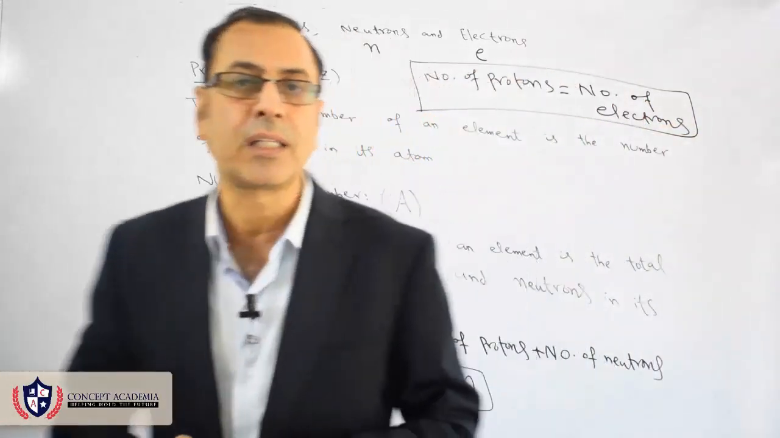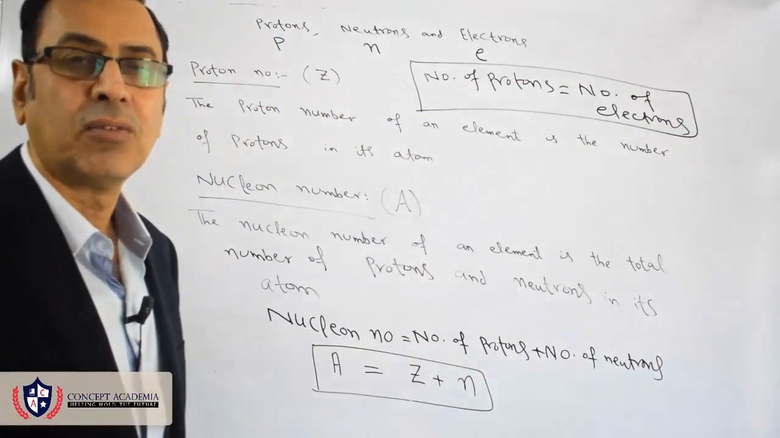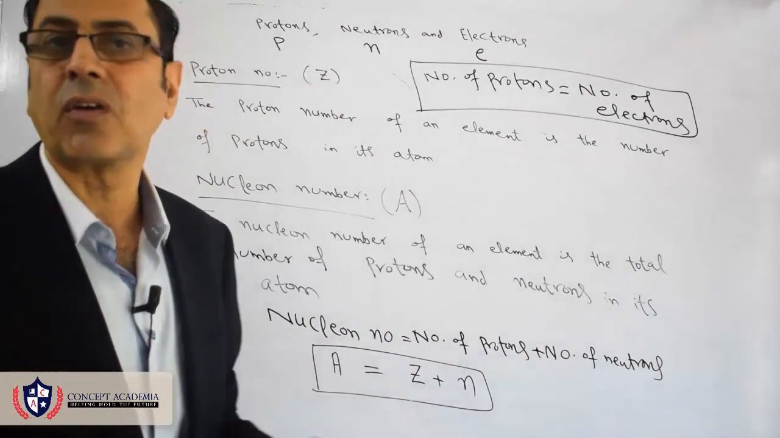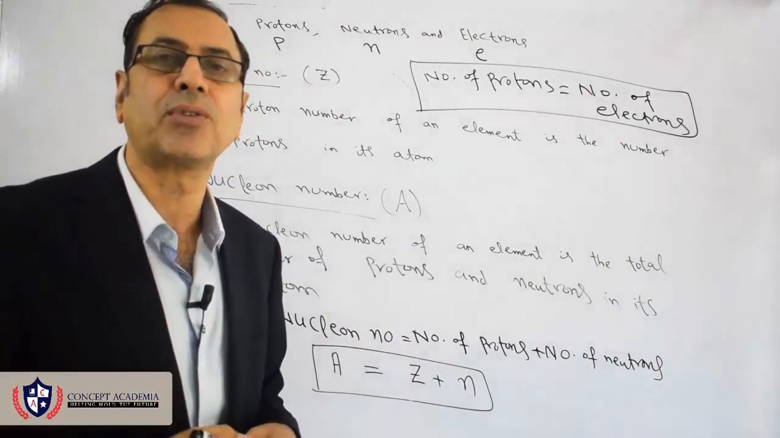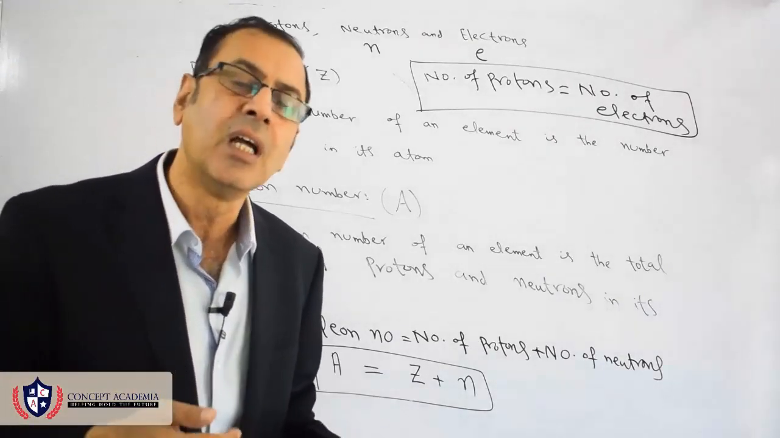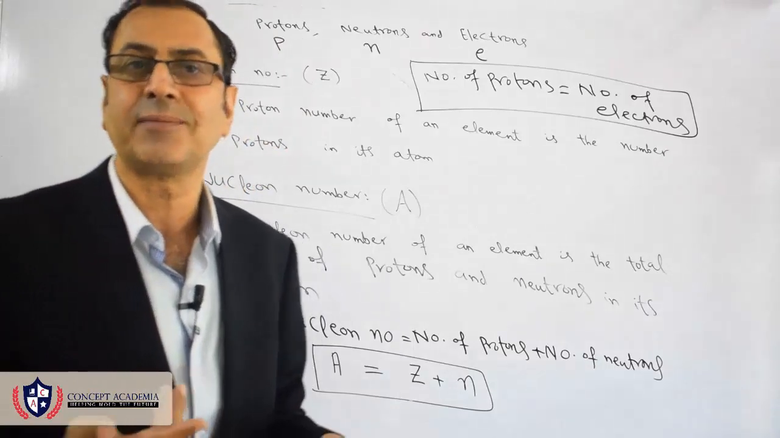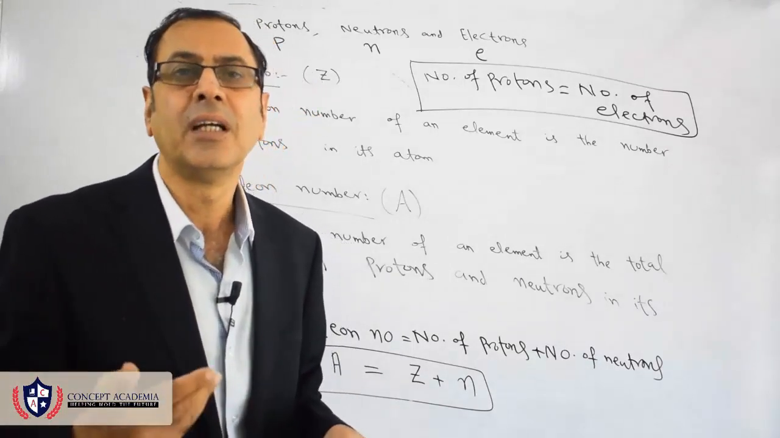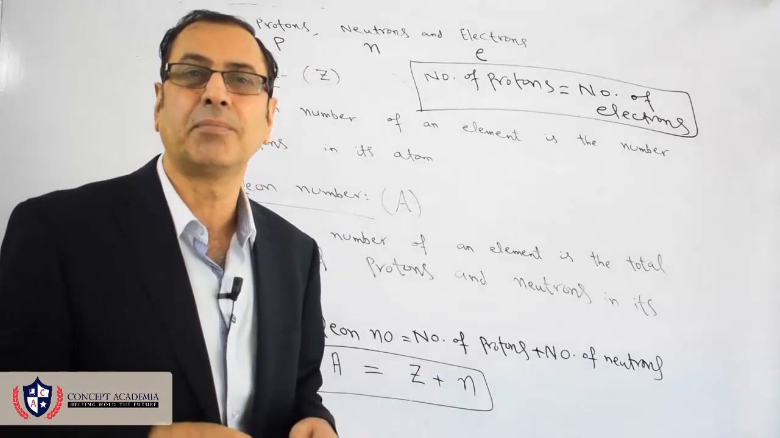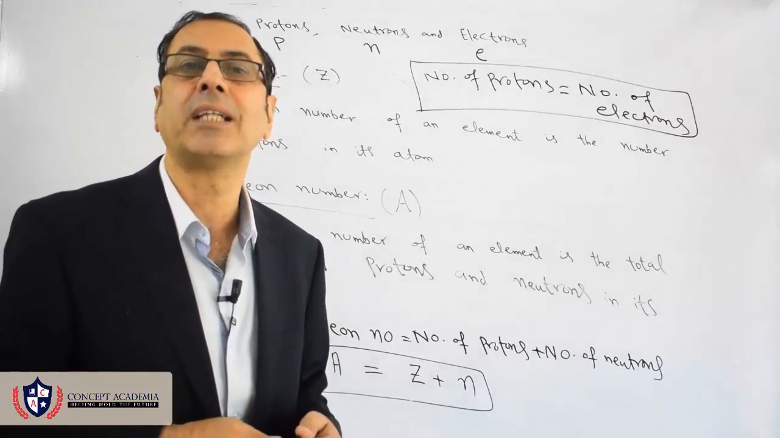So while keeping all this in mind, we are going to select an element or elements, and we shall try to find their number of protons, electrons and neutrons. The first 20 elements are included in our syllabus to find their protons, electrons and neutrons.